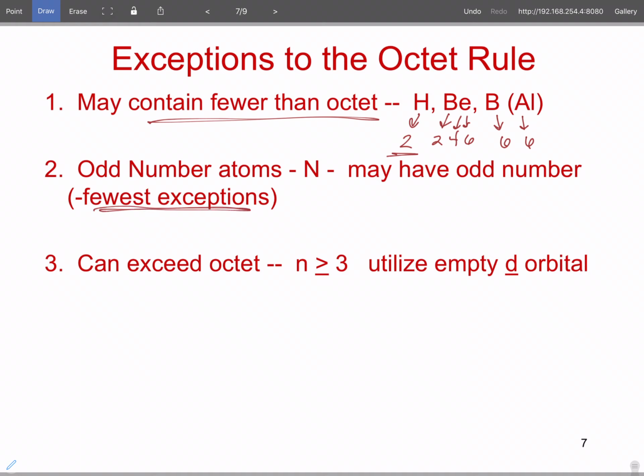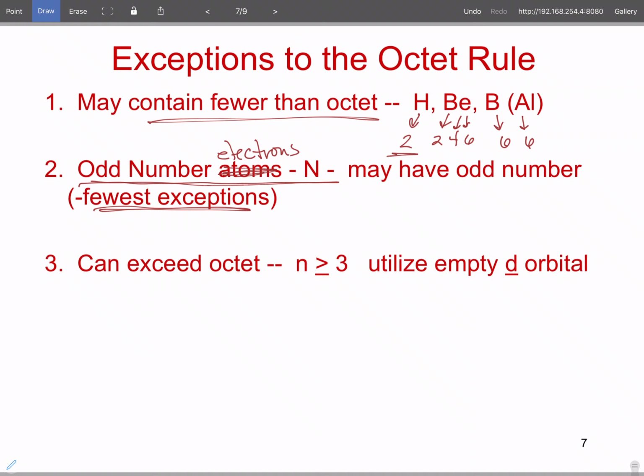Oh yeah, that was the point I was going to make before. As we did all of the electron counts before, notice we got even numbers. We got even numbers because that left you with paired electrons. But one of the exceptions is an odd number of electrons. And the only one that does this is nitrogen. And I'm about to show you one, and we'll talk about it.